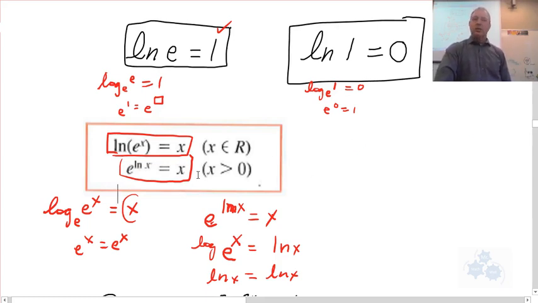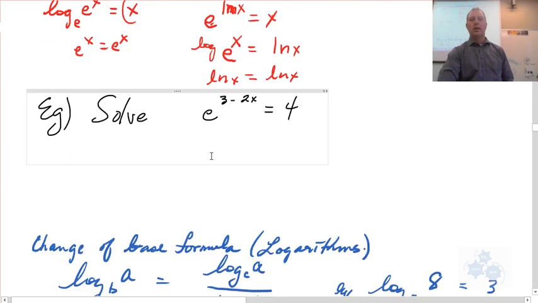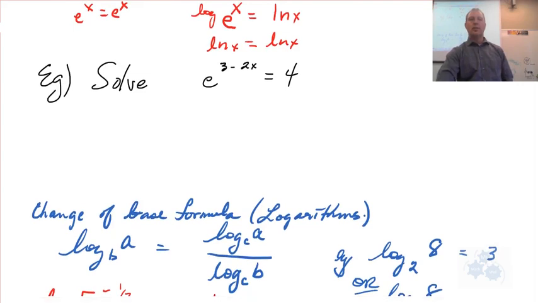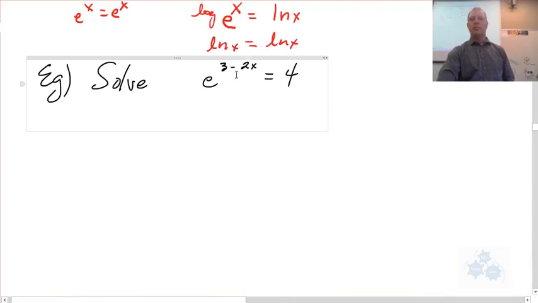Okay, does anybody have any questions about anything you've learned so far here? The exponential inverse is log base e, the natural log. That's log base e. Okay, so how are we going to do something like this? Here's an example. Solve e to the power of 3 minus 2x equals 4.